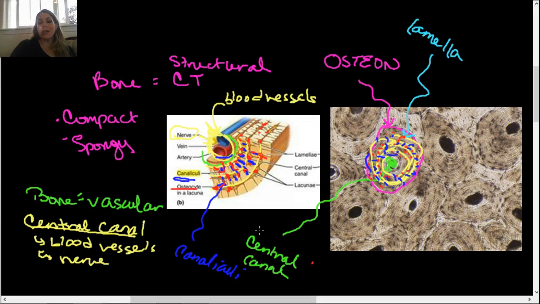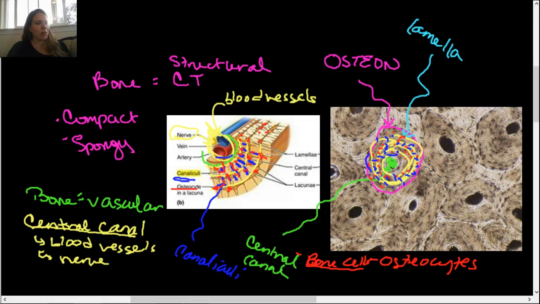So bone cells, when they're in their spaces, are called osteocytes. You'll see a pattern here. You already learned about hyaline cartilage, so you had chondroblasts that barfed out the cartilage matrix, and in the process formed a little space called a lacuna, and then became chondrocytes. Well, bones do the same thing.